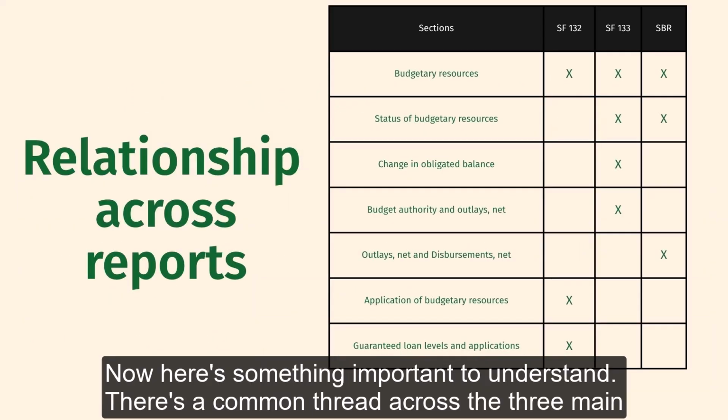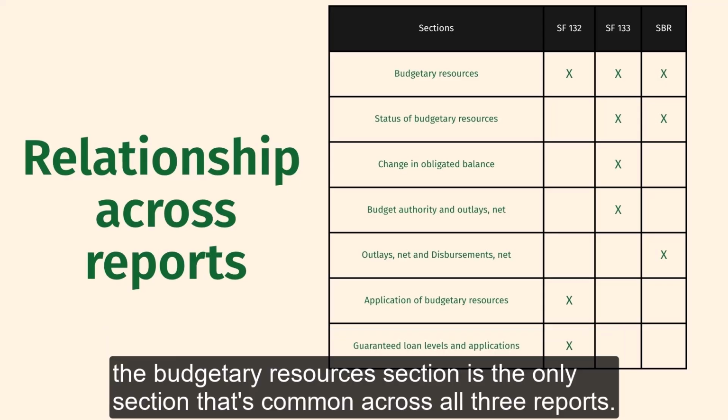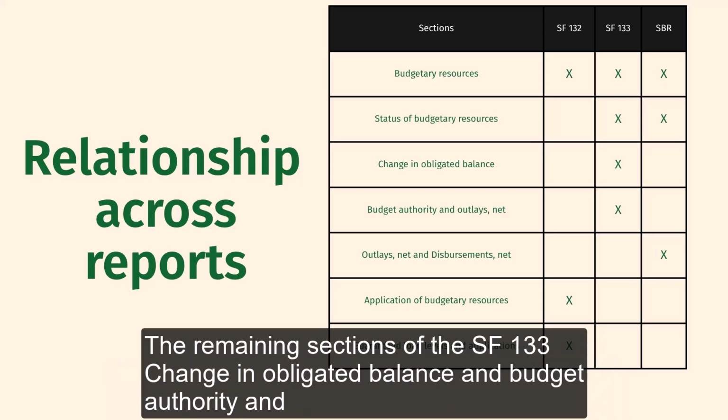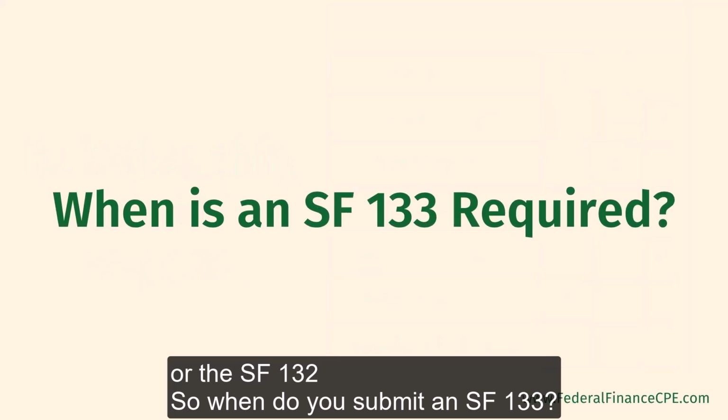Now here's something important to understand. There's a common thread across the 3 main federal budget reports, the SF-132, the SF-133, and the Statement of Budgetary Resources. The Budgetary Resources section is the only section that's common across all 3 reports. The SF-133 and the SBR also share the Status of Budgetary Resources section. The remaining sections of the SF-133, Change in Obligated Balance, and Budget Authority and Outlays Net are unique to the SF-133 and are not shared on the SBR or the SF-132.